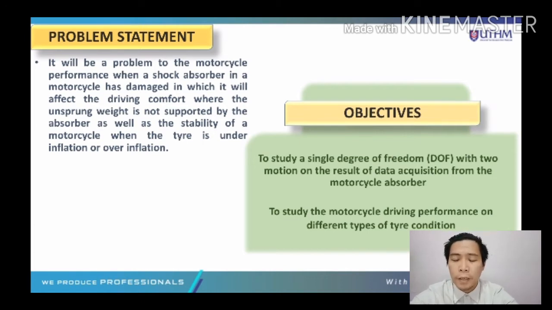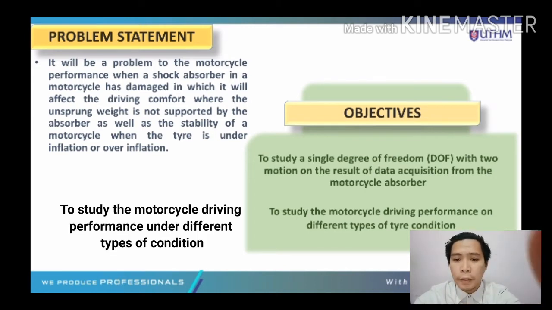So there are two objectives for this project. The first objective is to study a single degree of freedom with two motion on the result of data acquisition from the motorcycle absorber. And the second objective for this project is to study the motorcycle driving performance on different types of tire condition.